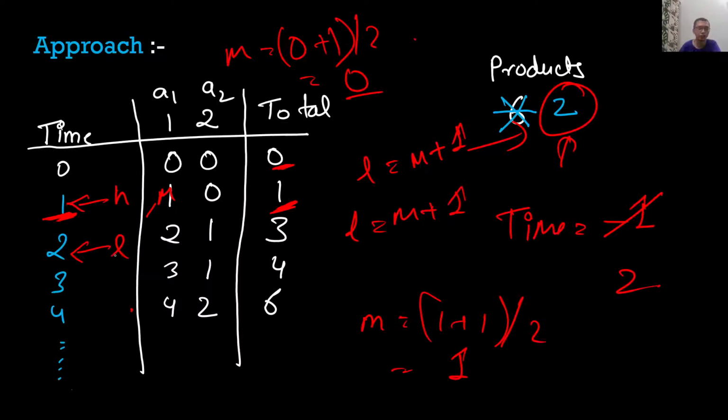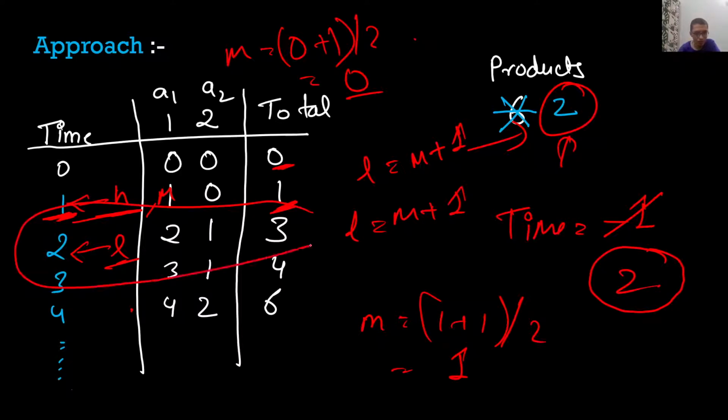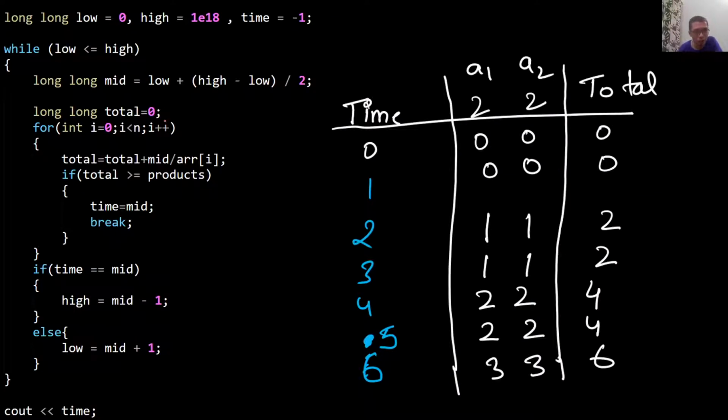This is my low now. As we can see, high is smaller than low. Hence, we will stop over here. And you can see that our answer was 2 seconds, right? Our answer was 2 seconds. So now let's move on to the code.